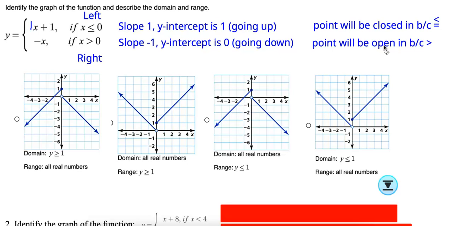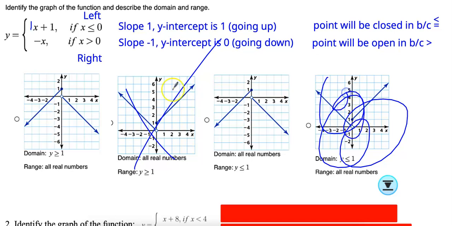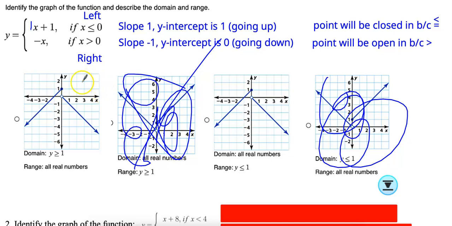So knowing all this knowledge of slope and y-intercept, the left side of the graph, the right side of the graph, and your circle being open, closed, you can figure out which graph it would be. So on the left side of the graph, I need a closed circle. The left side has a closed circle. This left side has an open circle. Not that graph. This left side has a closed circle. Looks good. This left side has an open circle. Not good.